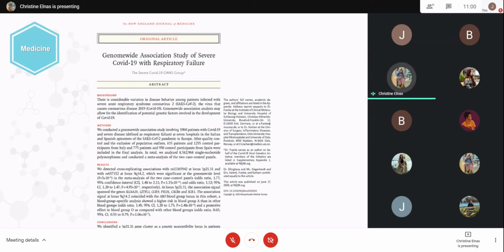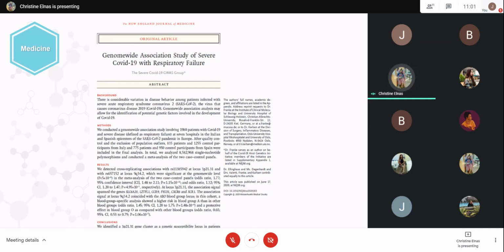So, in conclusion, they identified the 3P21.31 gene cluster as a genetic susceptibility locus in patients with COVID-19 with respiratory failure and confirmed a potential involvement of the ABO blood group system.